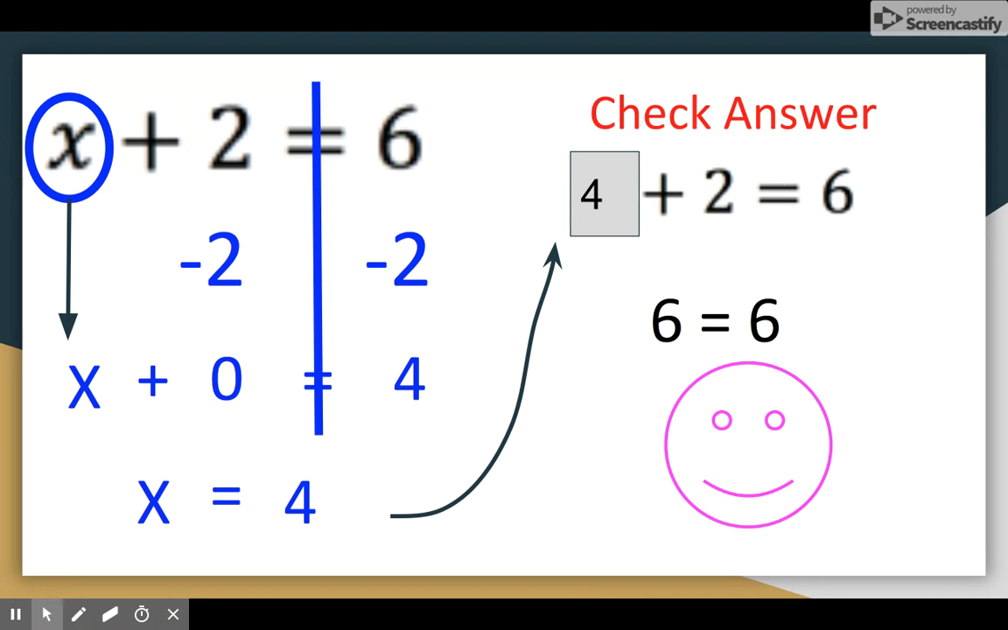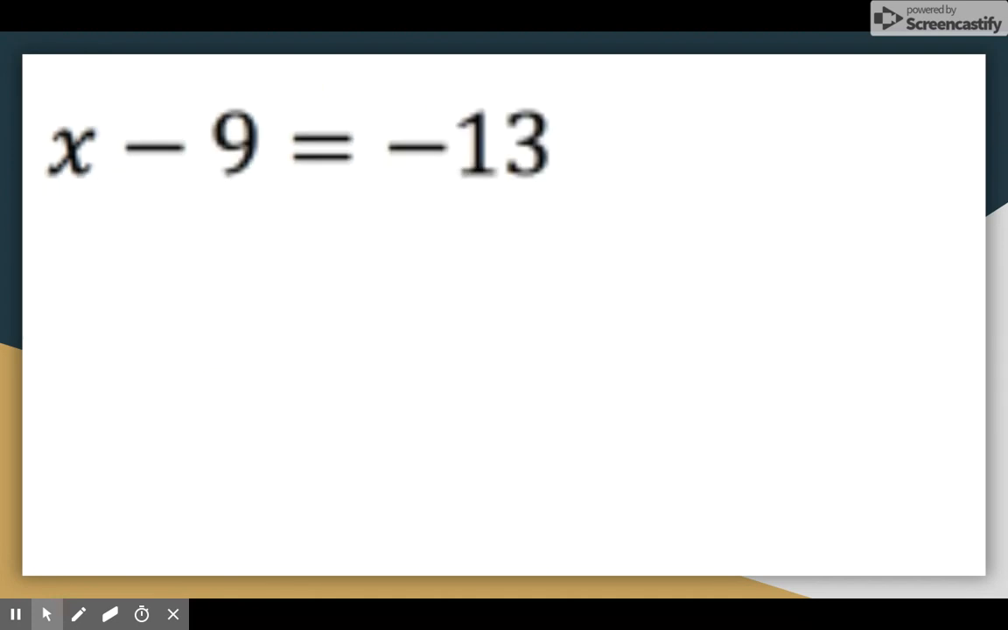So that's your first example of solving an equation. That's going to be an addition problem. So next I'm going to show you a subtraction problem. So our subtraction problem is x minus 9 equals negative 3.